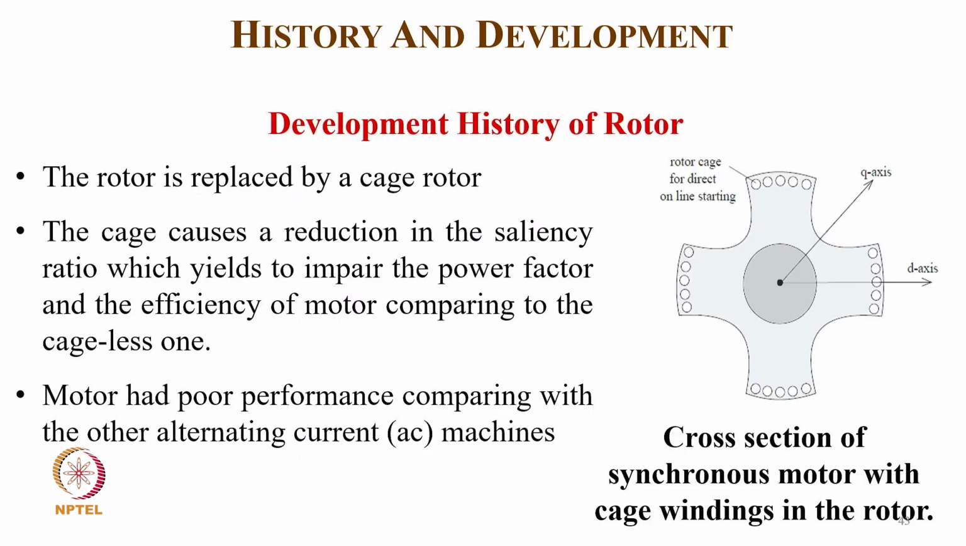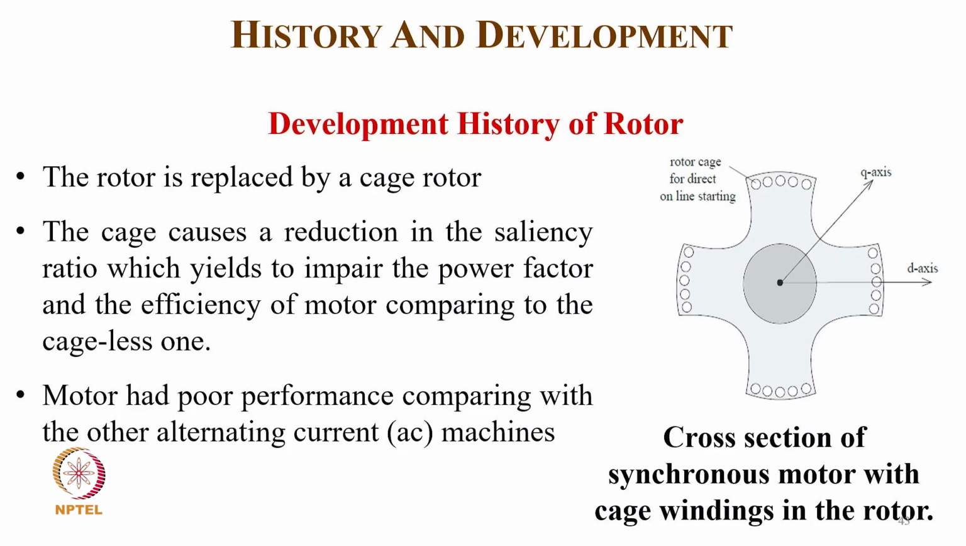which is very popular today, like for variable speed. So starting with the development history of the rotor, as you can see, typically with the cage bars here, because we were running with the supply, so we need the starting torque as an induction motor. During starting, the cage bar is required for that. The rotor is replaced by a cage rotor, and the cage causes a reduction in the saliency ratio, which impairs the power factor and efficiency of the motor compared with the cageless one.